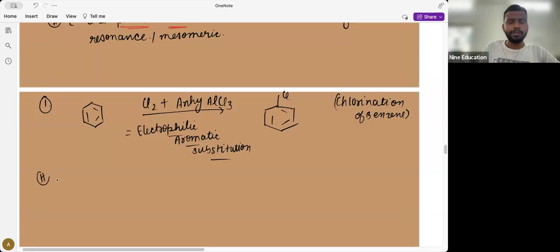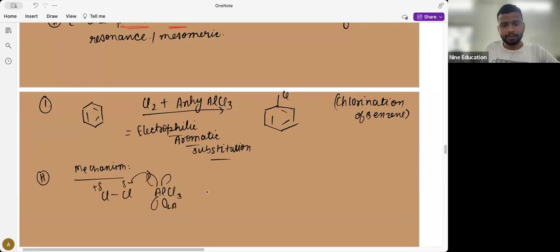On benzene, if I am doing this reaction, we will see the mechanism. You all know the mechanism also. Let's say we have chlorine and chlorine. So this will be delta positive, this will be delta negative. And AlCl3 is a Lewis acid. It can take a lone pair of electrons in its d orbitals.